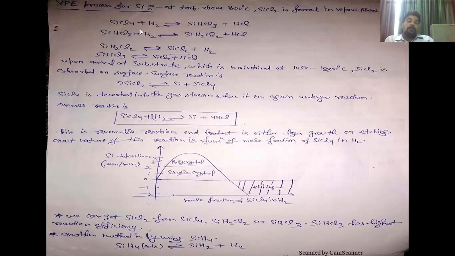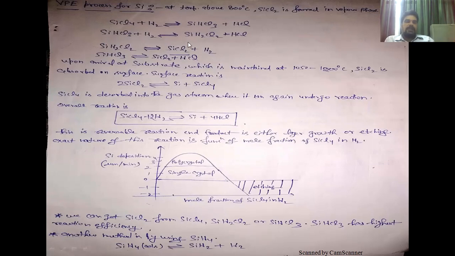SiCl4 reacts with hydrogen and forms trichlorosilane gas, along with hydrochloric acid. Again, this SiHCl3 reacts with hydrogen and we get SiH2Cl2. This SiH2Cl2 is decomposed into SiCl2. This SiHCl3 will also be decomposed into SiCl2. So basically, all three reactants will be decomposed into SiCl2. SiCl2 is the product that reacts with the surface of the wafer.